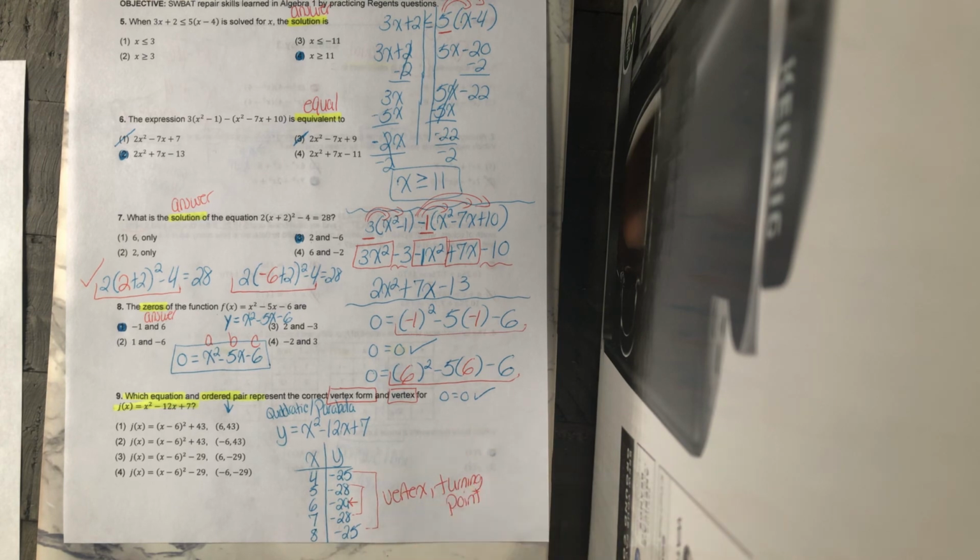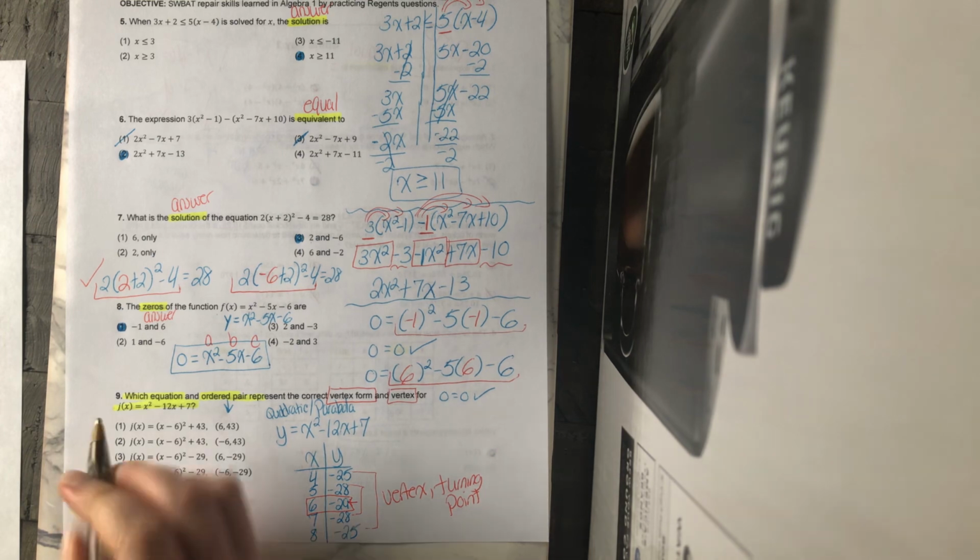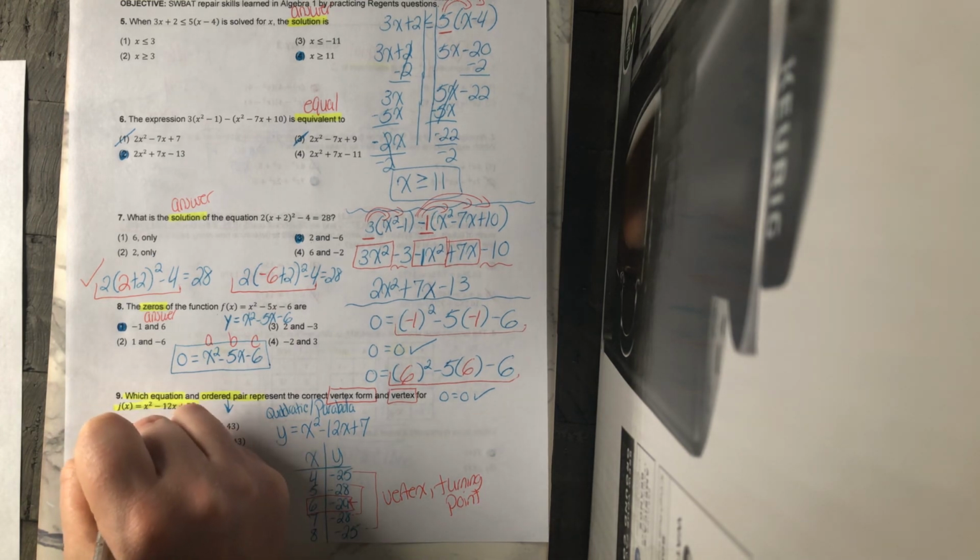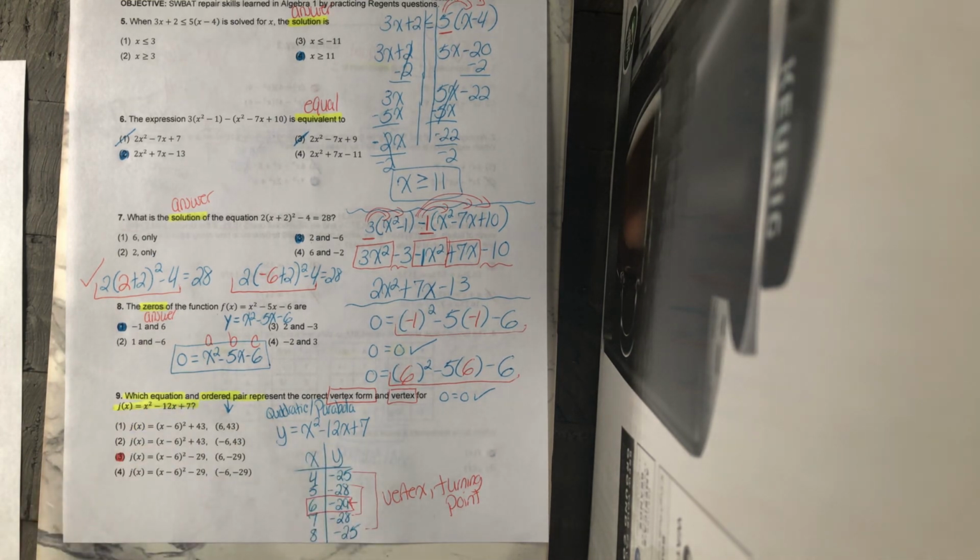Because if you look at the table, that's literally where it's starting to turn. I'm getting smaller and smaller, and then I go back up, and I go up again, and it kind of moves from there. So I know this is going to be my vertex. So positive 6, negative 29 is my vertex. This is the only choice that has it, so I know that choice 3 had to have been my final answer for number 9.